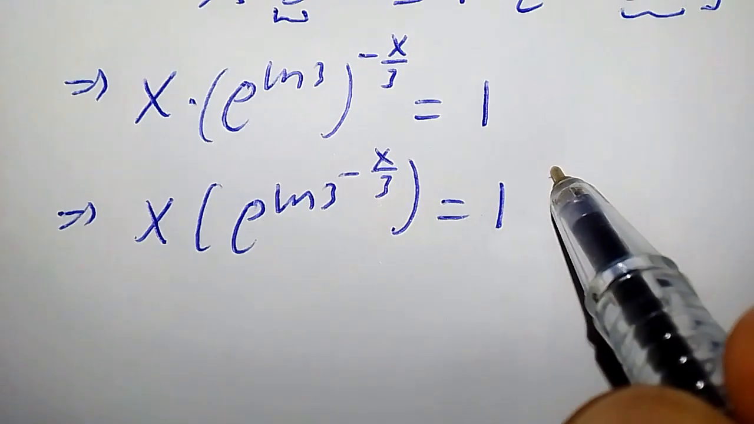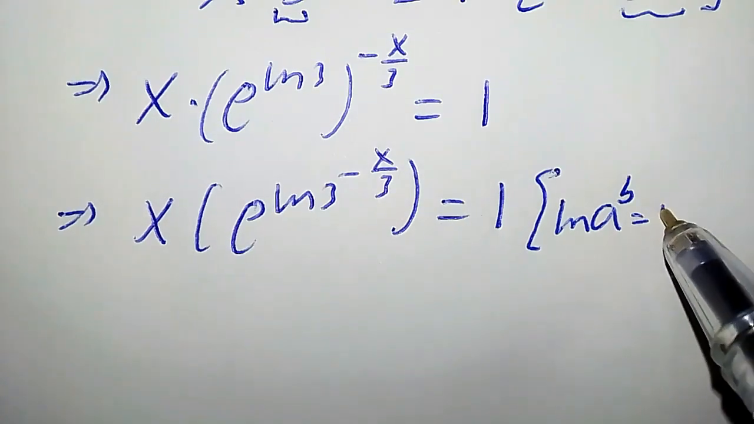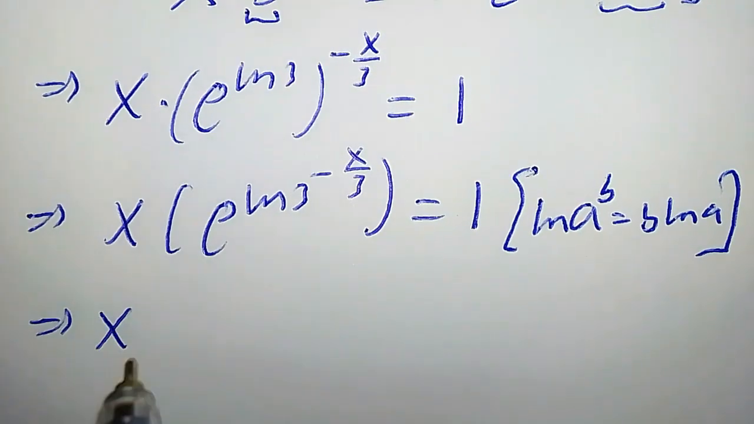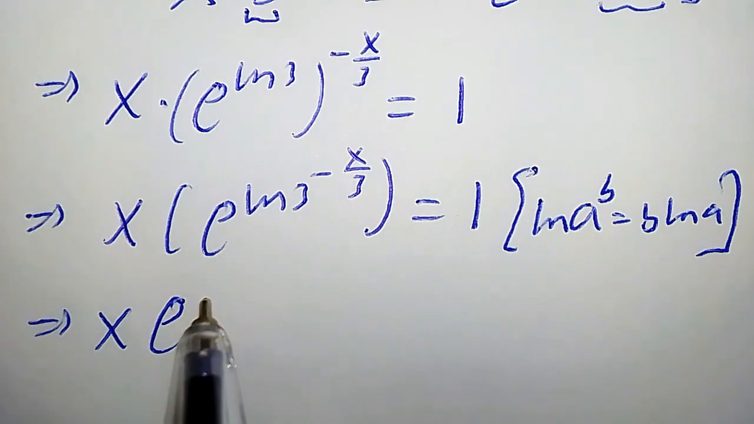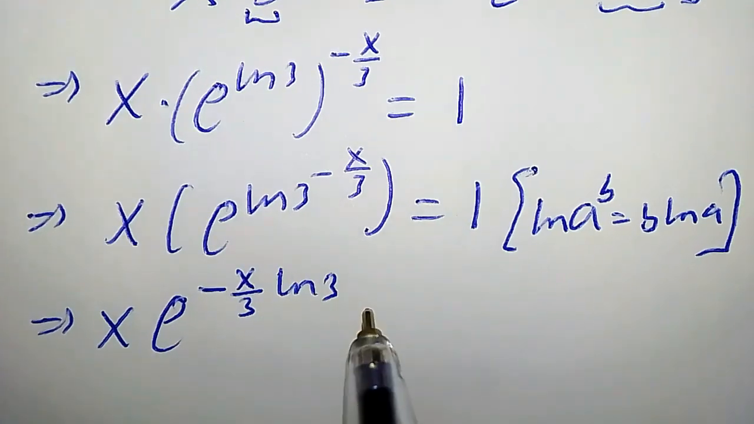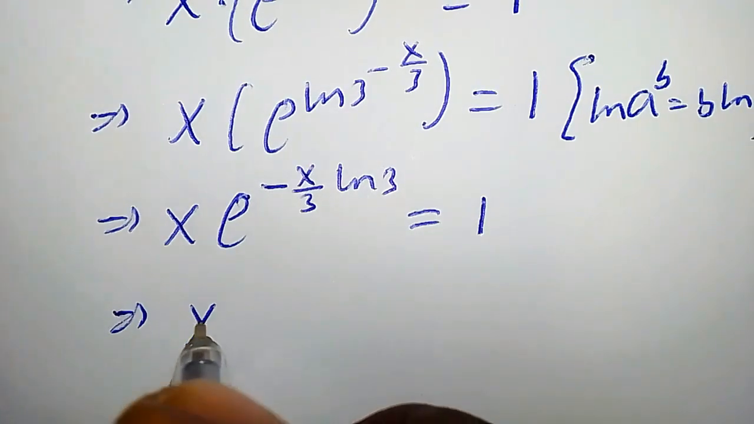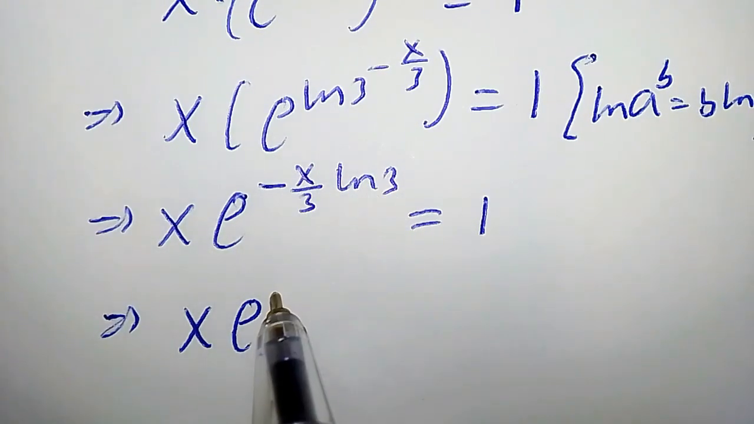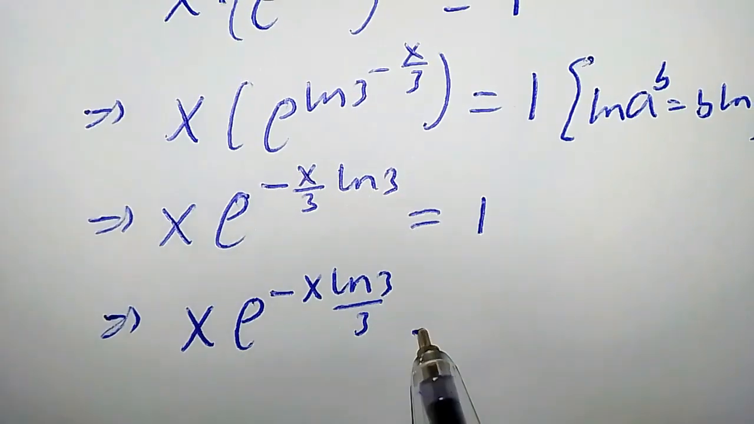It is also good to recall one of the logarithm rules. It says whenever we have ln a to the power of b is equal to b times ln a. So we have x times e to the power of, when we apply this logarithm rule to this power, negative x over 3 times ln 3 equal to 1. So let's proceed further. This implies that x times e to the power of negative x over 3 times ln 3, that is negative x times ln 3 over 3, equal to 1.